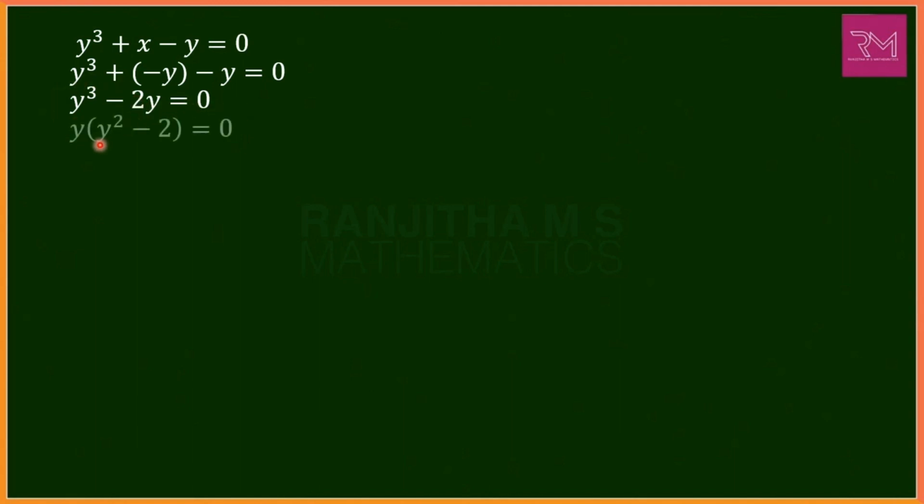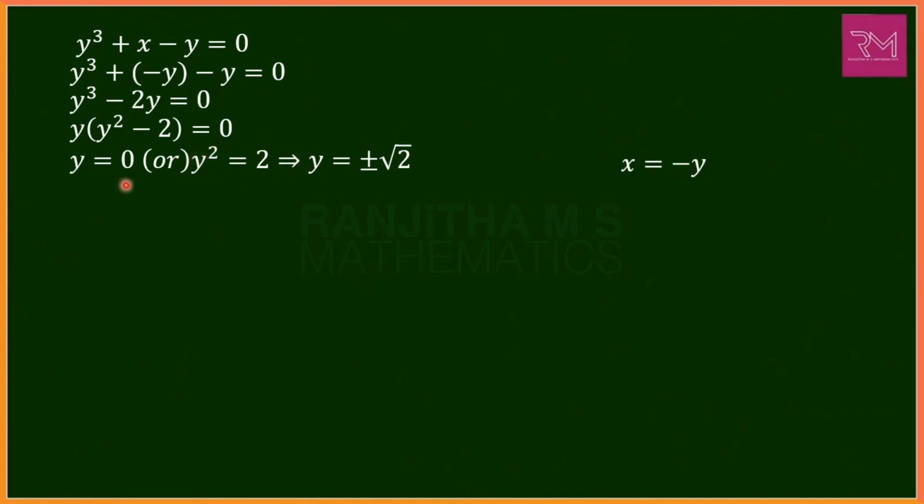Here y cube minus 2y is equal to 0. We can take y as common. We get y into y square minus 2 is equal to 0. This becomes y is equal to 0 or y square minus 2 is equal to 0. That becomes y is plus or minus root 2. If we take this square to the right hand side, that becomes square root of 2.